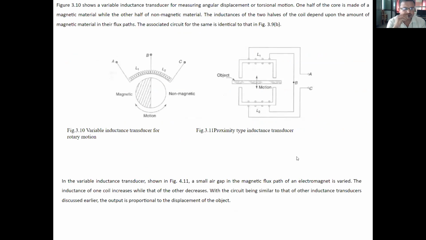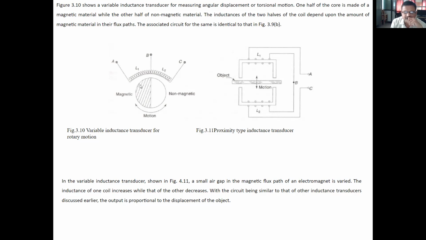Now figure 3.10 shows a variable inductance transducer for measuring angular displacement or torsional motion. See that, this is a variable inductance transducer for rotary motion. One half of the core is made up of a magnetic material, while the other half is of non-magnetic material. The inductances of the two halves of the coil depend upon the amount of the magnetic material in their flux paths.